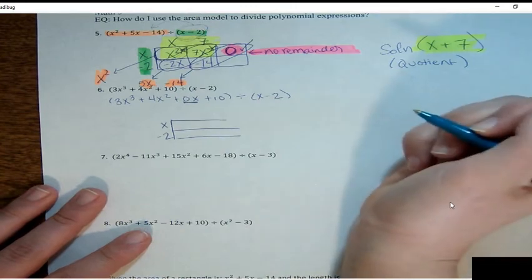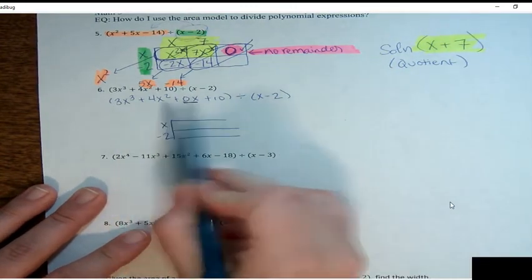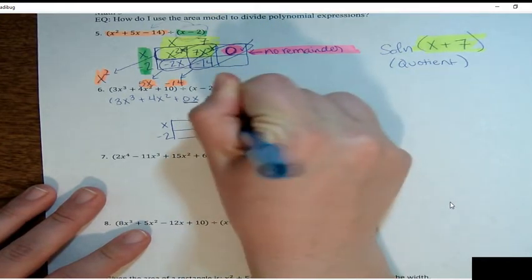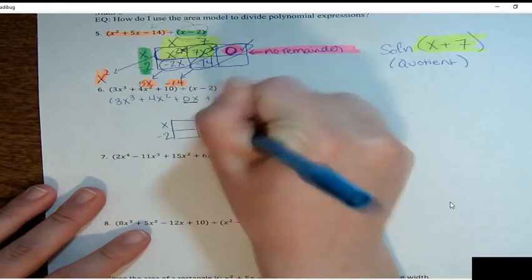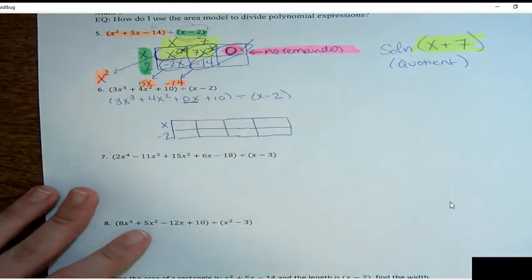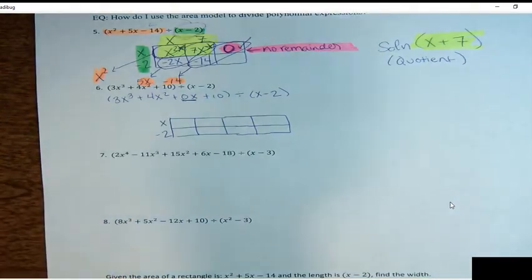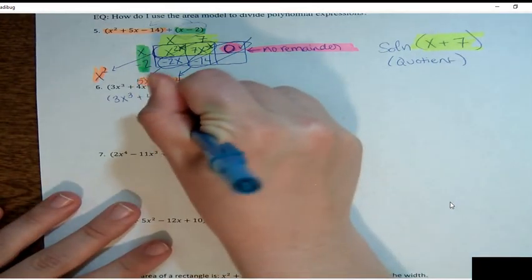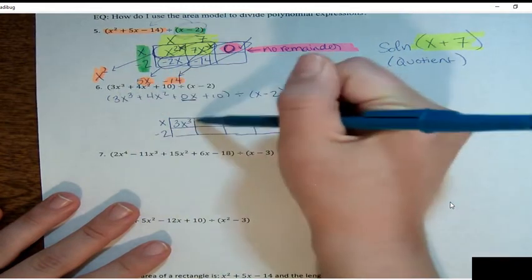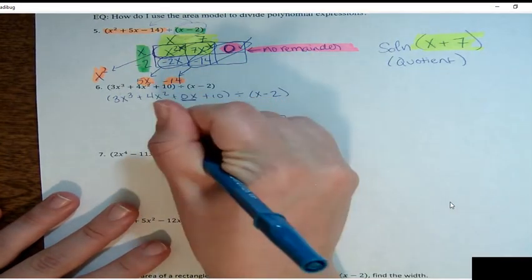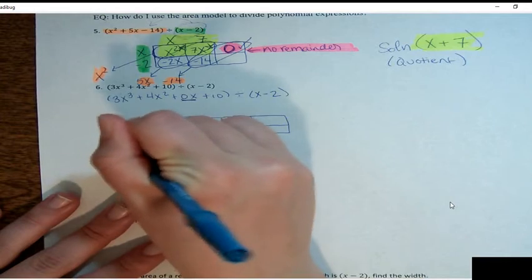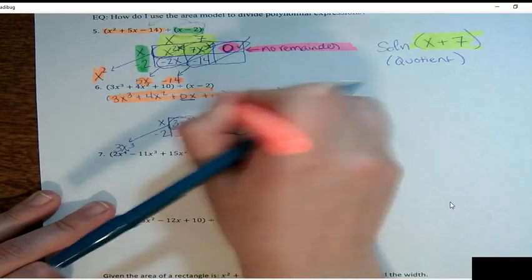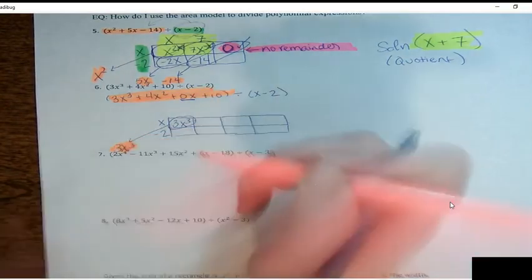Then I have 1, 2, 3, 4 terms right here, so I'm going to need that in my box as well. Okay. So there's my box. That's how you know how big your box needs to be. First step is putting 3x cubed, our first term from up here, in the first box. So this is technically our first diagonal. This is our dividend, and we have the first term from our dividend.